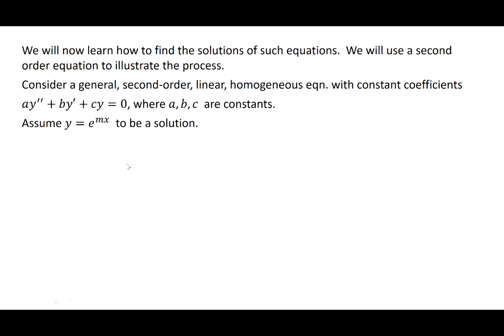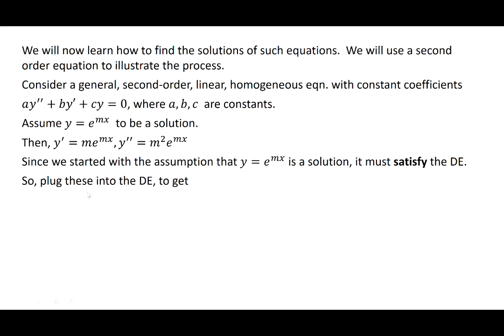Okay, that's the idea. So to do that, let's find out y prime and y double prime and plug them into the differential equation. I can do that because y equals e to the mx is purported to be a solution. So that means these values, when plugged in, must satisfy the equation. And when we do that, we get am square e to the mx plus bm e to the mx plus c e to the mx. Looks like I can factor out e to the mx. When I do, I get e to the mx times am square plus bm plus c equals 0.